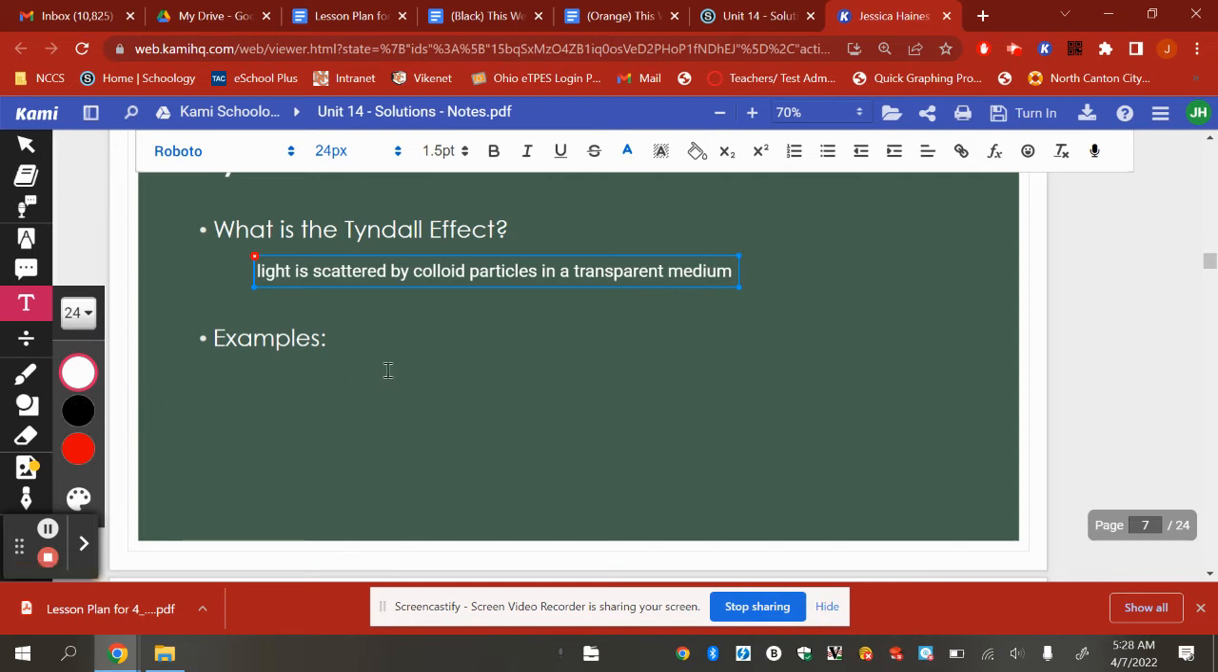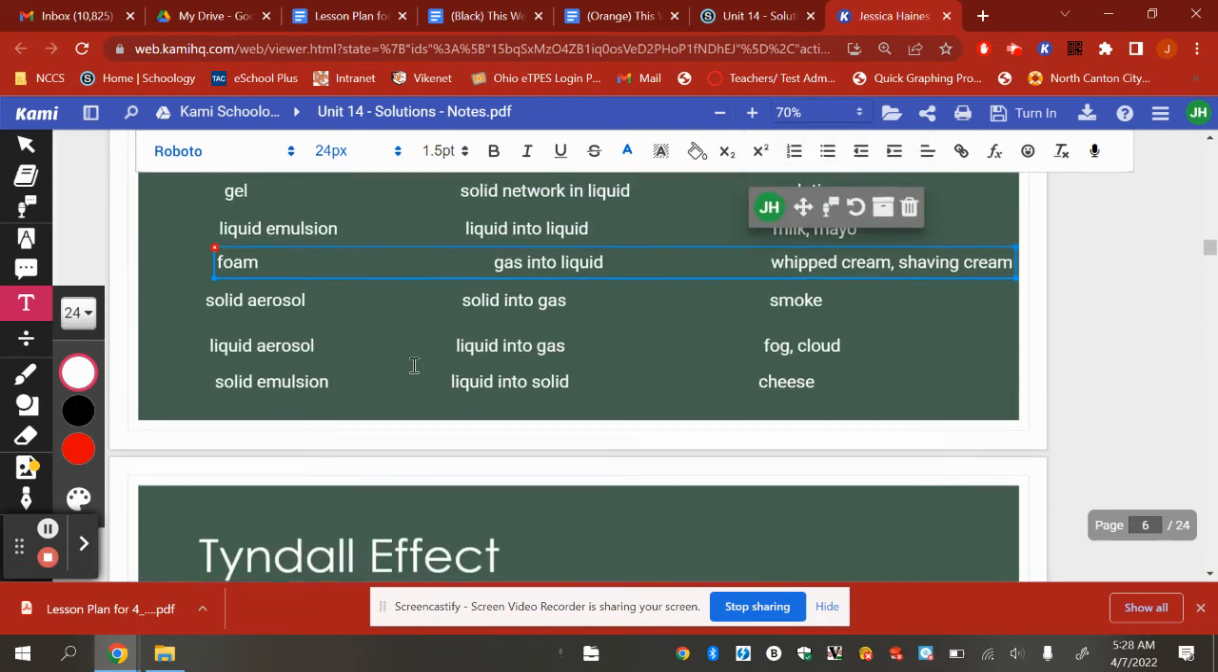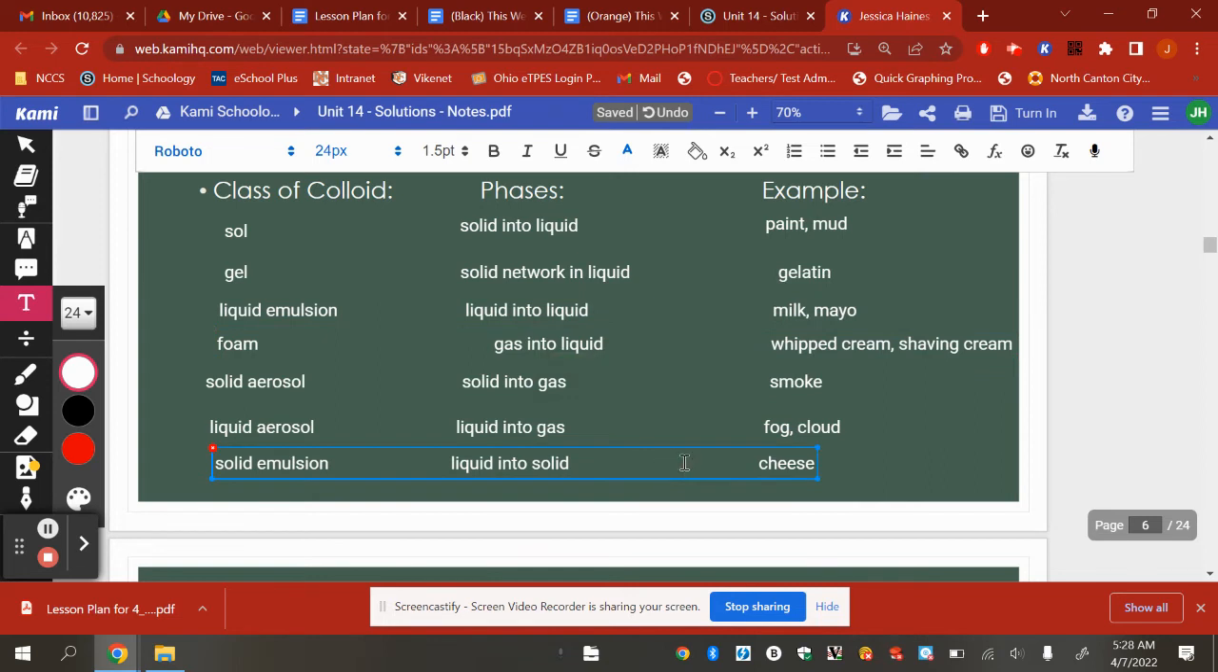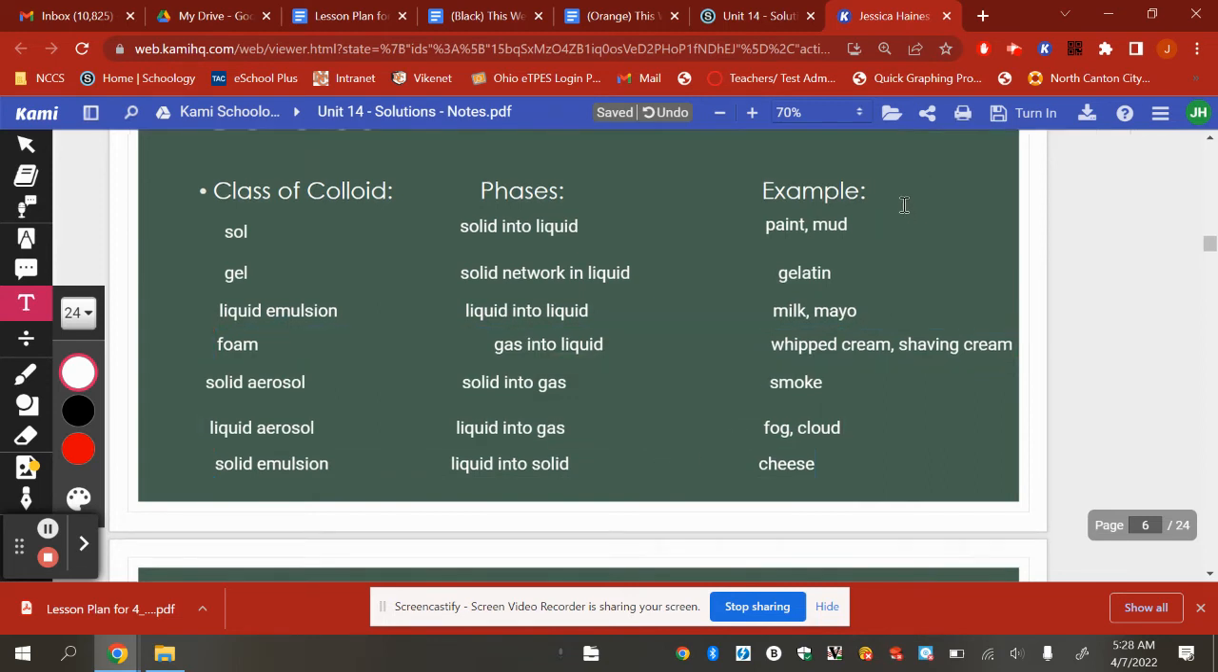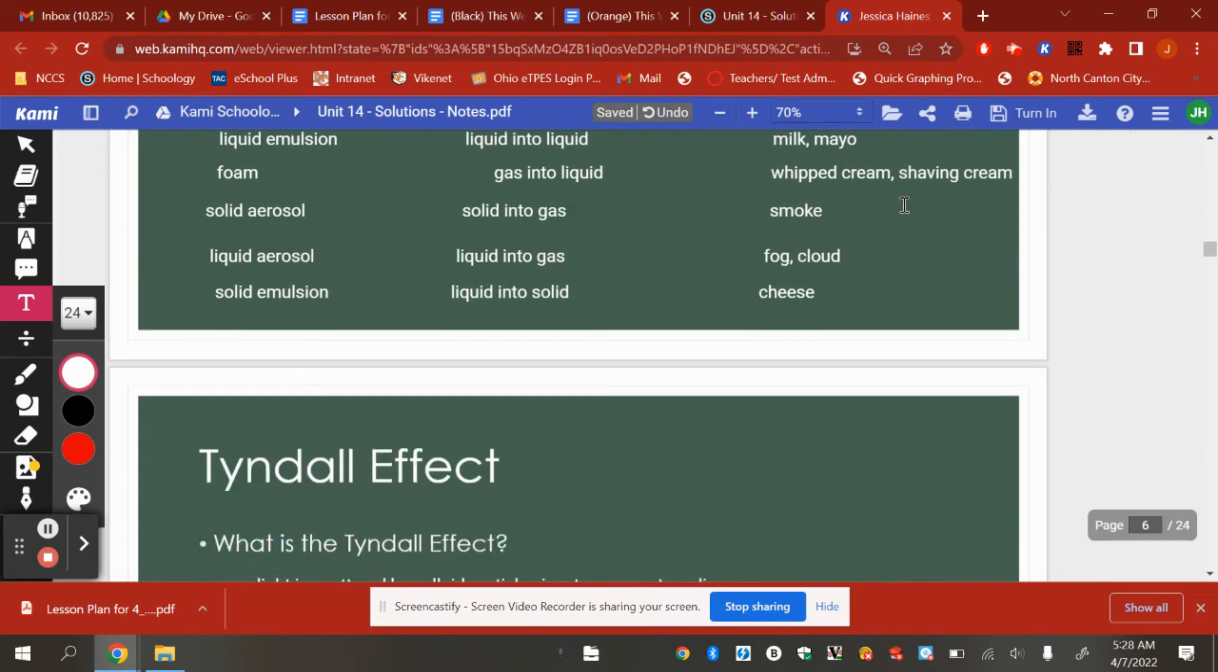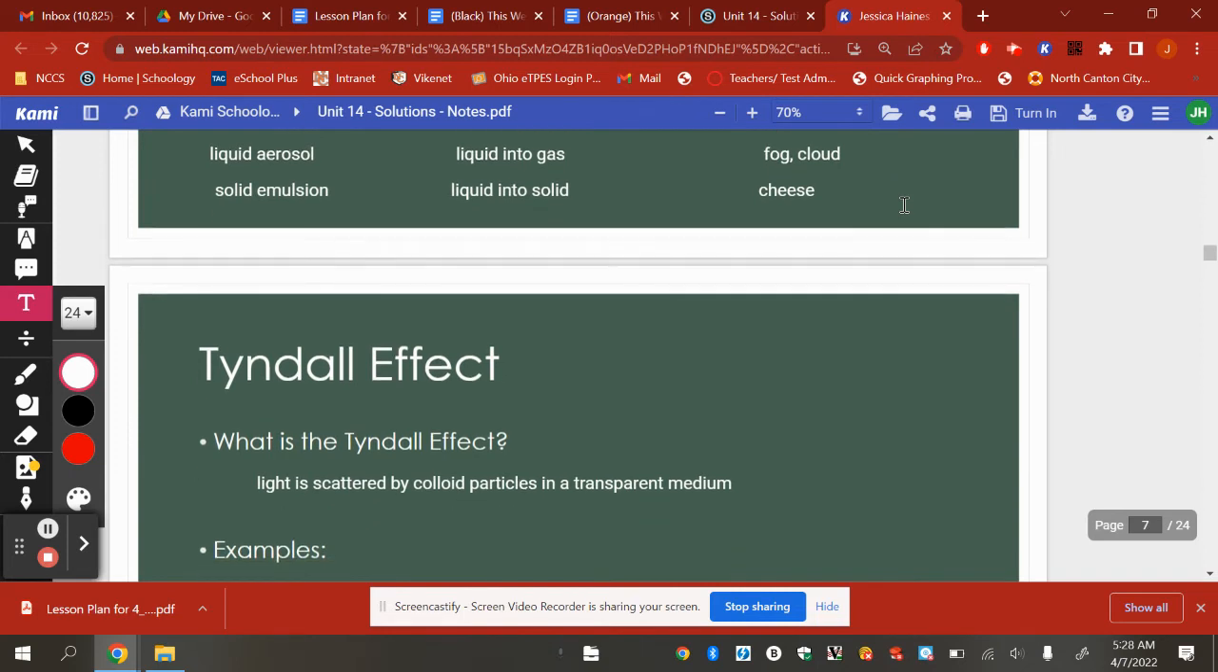Right, so the best example I could give you of the Tyndall effect is, why do we have fog lights? First of all, where are the fog lights located on your vehicle? Down below, right? They're down below your normal lights. Your headlights come out the front, fog lights set lower than that. And they set lower for what reason?